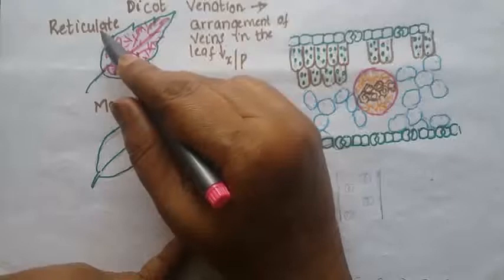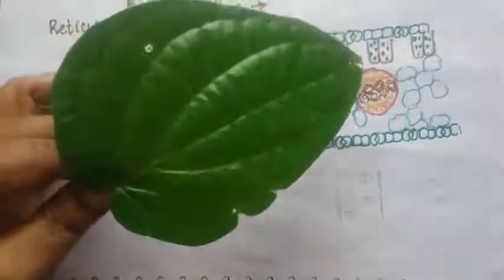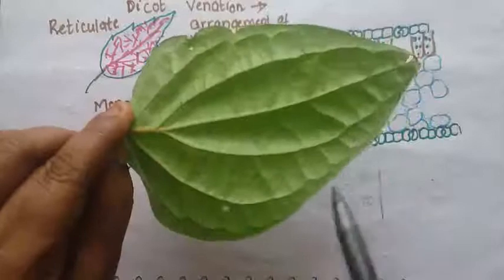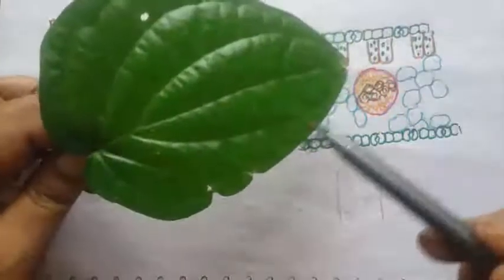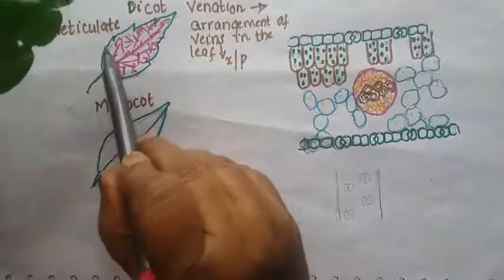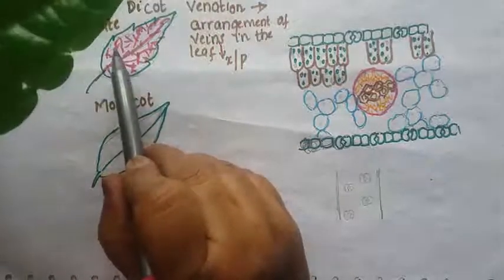And such venation is known as a reticulate venation. Here in this leaf you can find the network-like veins, the veins which are in the form of a network. Okay, such type of venation is known as a reticulate venation.